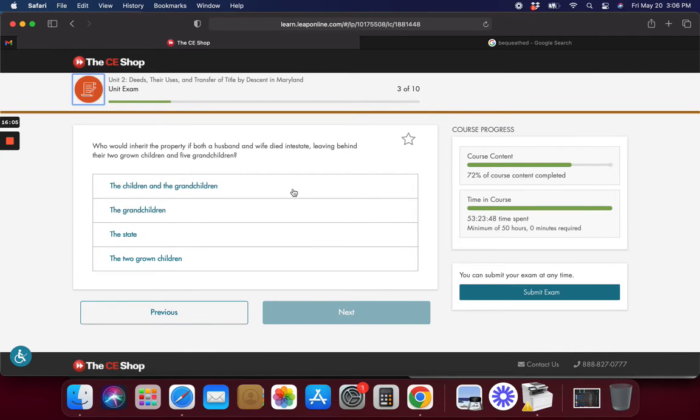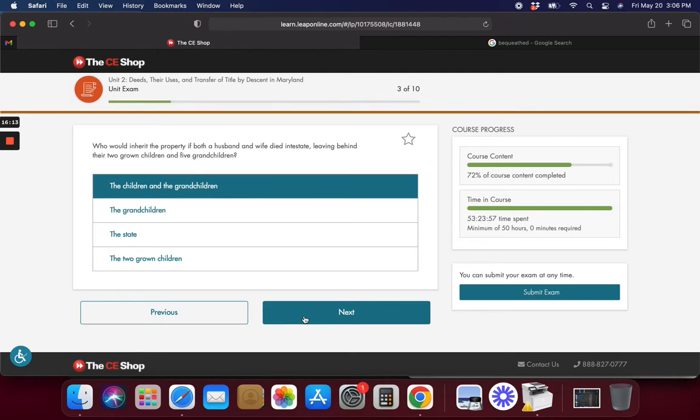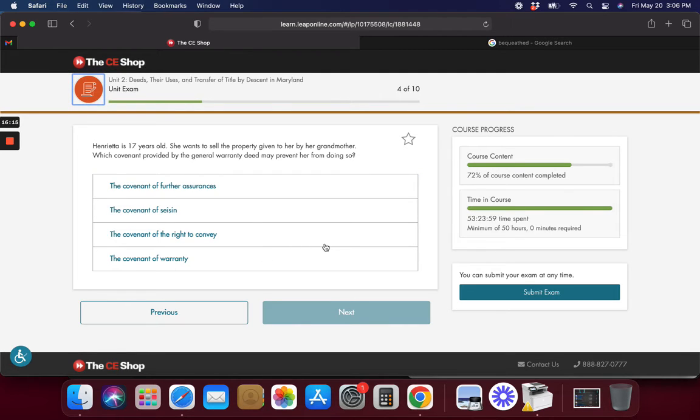Who would inherit the property if both the husband and wife died, leaving behind their grown children and 5 grandchildren? Henrietta is 17 years old. She wants to sell the property given by her grandmother. Which covenant provided by the warranty deed may prevent her from doing so? I can't remember all these covenants. It's crazy. I have no idea. I'm thinking maybe this one.